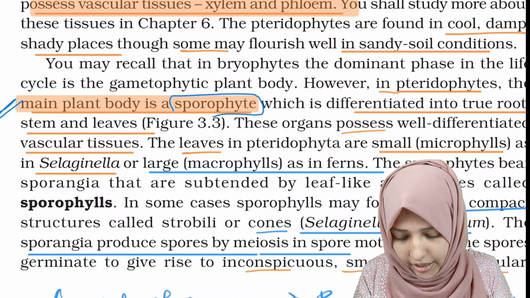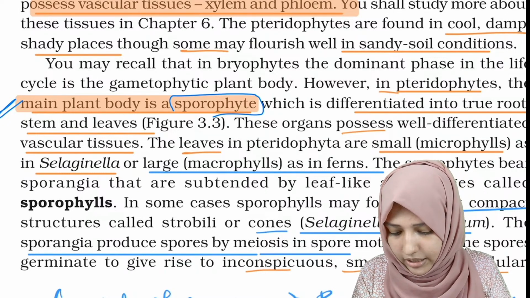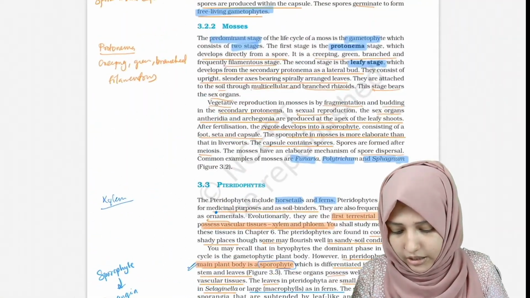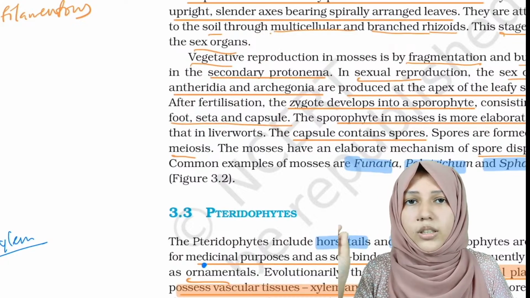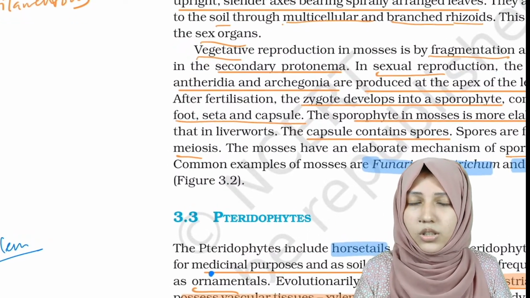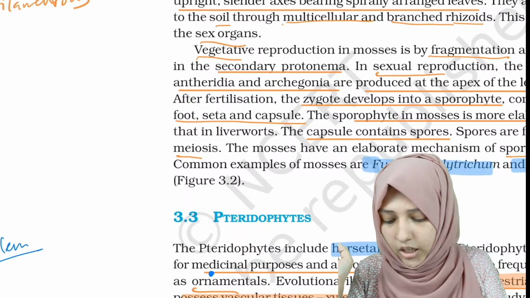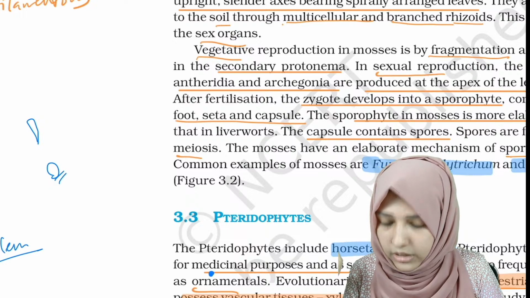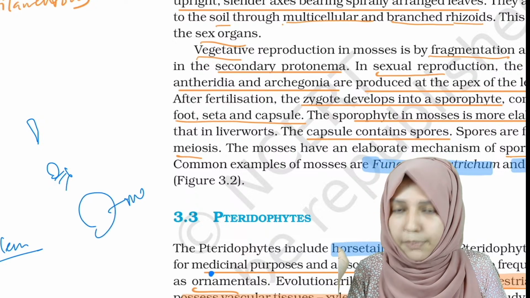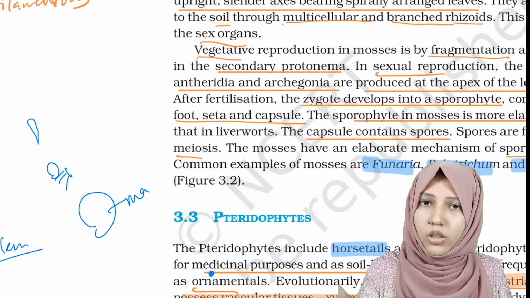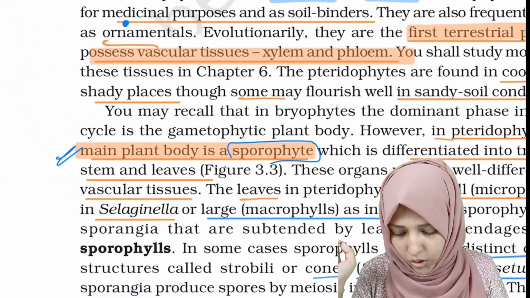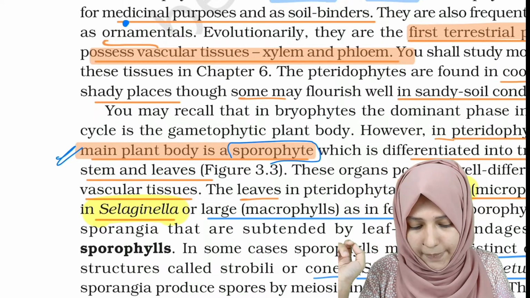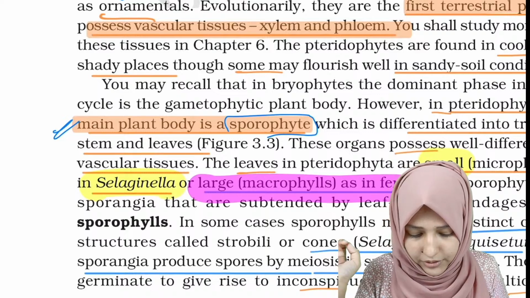The leaves in Pteridophytes are small as in Selaginella or large as in ferns. All the lower classes had leaf like structures, but Pteridophytes have true leaves. The small leaves are known as microphylls and the large leaves as macrophylls. Small leaves are seen in Selaginella, and large leaves in ferns.